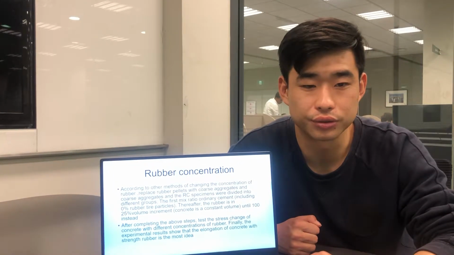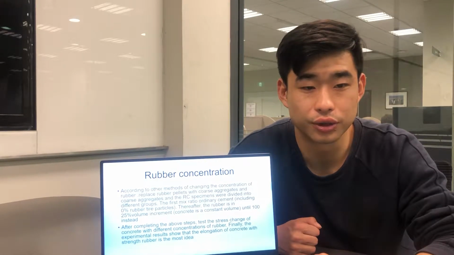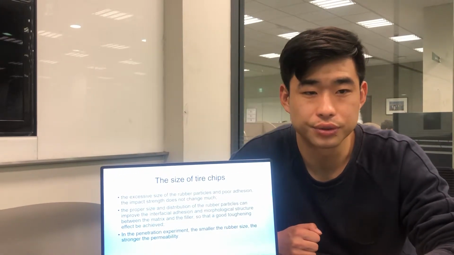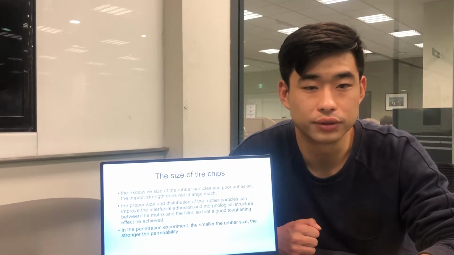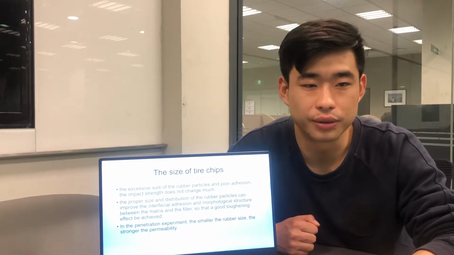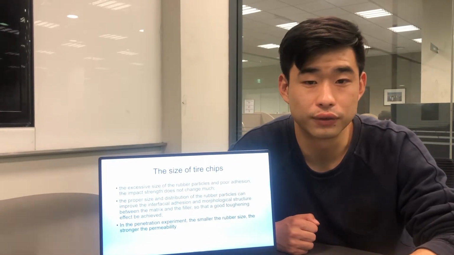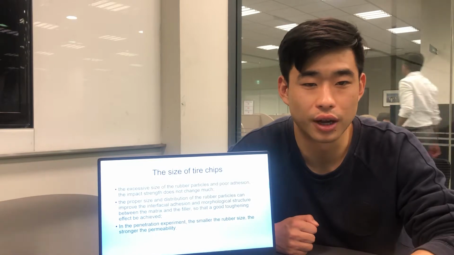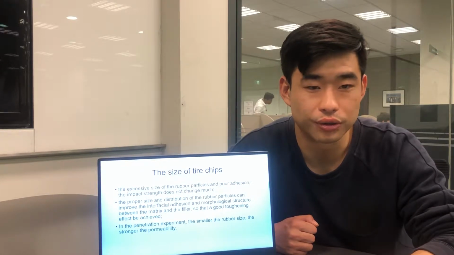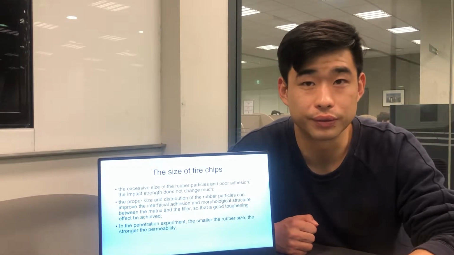Finally, the experiment result shows that elongation and concrete with a straight rubber is the most ideal. The size of tire chips, the exact size of the rubber product and pull the Hansen, the impact strength doesn't change much. The process and distribution of the rubber part can improve the interface and the Hansen and the more strength between the material and the field so that a good tacking effect is achieved.